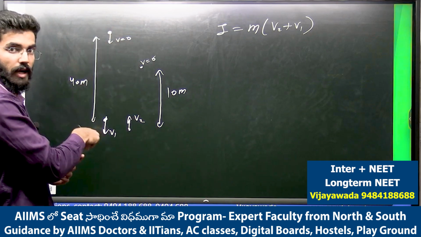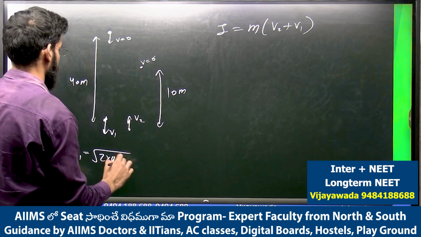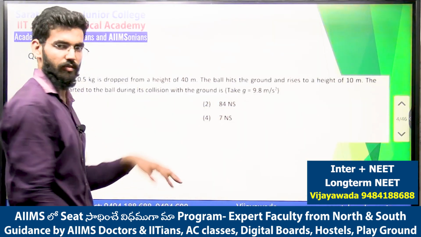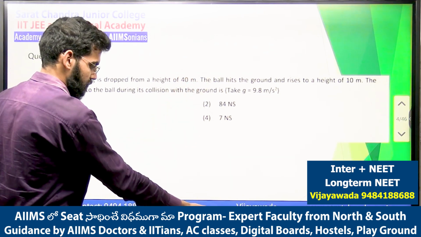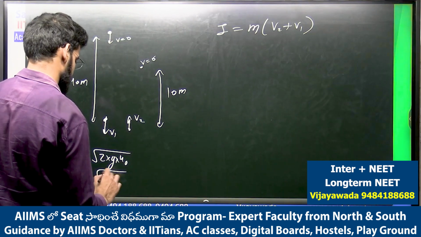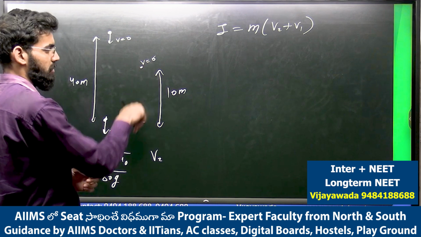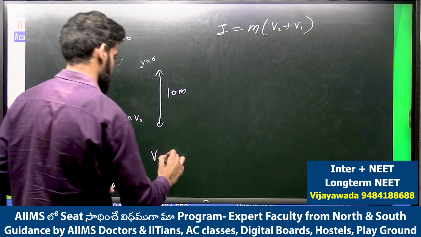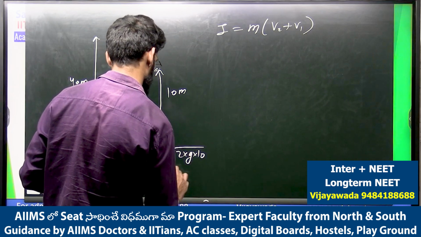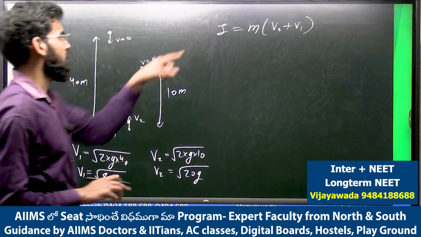So a particle dropped from a height. What is the velocity? v1 is under root 2gh. h is 40. I think he told us to take g as 9.8. We will put the value later on. Okay, just hold on. So 40, so this is how much? v1 equals under root of 80g. And v2 will come how much? If you solve here, going up to a height of 10 meters, v2 will also be under root of 2g into h, that is 10 meters. So v2 is nothing but under root of 20g. Okay, put the value here.